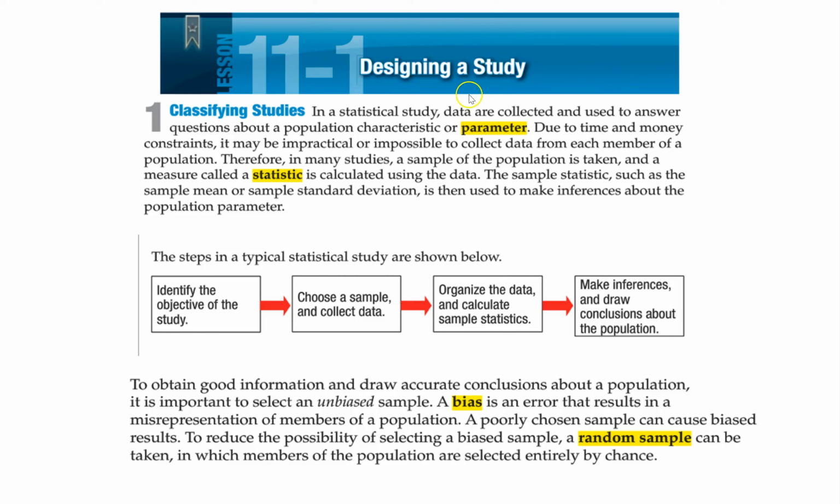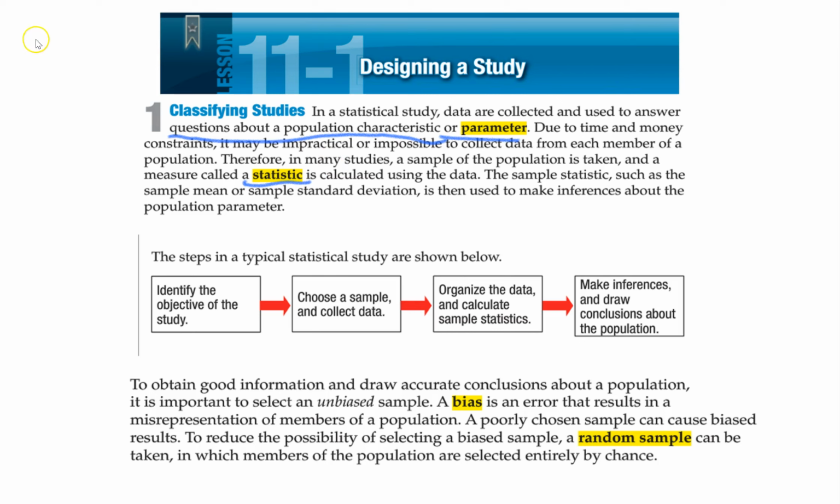11.1 Designing a study. So in this first part of the lesson, we're going to talk about different ways to design a study. Now your first question might be, why do we want to design a study? Well, a lot of times it's to answer questions about a population or a parameter. Sometimes due to time and money constraints, it's not cost effective to do a study of everybody in the population, so instead we take what's called a sample statistic.